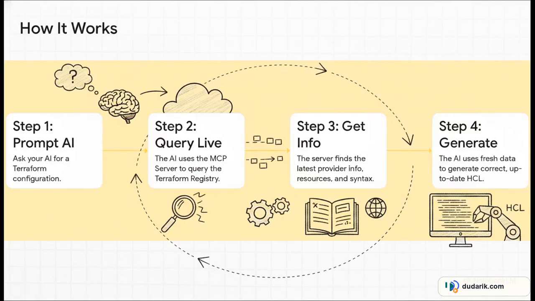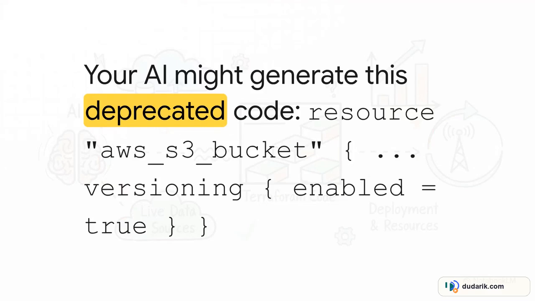So how does this actually work in practice? It's really just a simple four-step dance. First, you give your AI a prompt. But instead of just guessing from its old memory, the AI now uses the MCP server to ask the live Terraform registry. The server then goes and fetches the current information, the latest docs, the right syntax, and finally, the AI takes that fresh, correct data and uses it to write HCL that actually works. Simple as that.